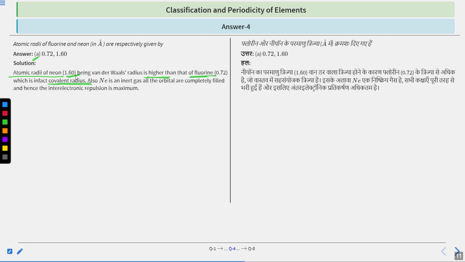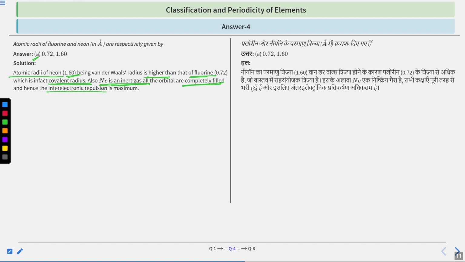So in neon we see the van der Waals forces, due to which we say van der Waals radius, and in fluorine the covalent radius is present. Neon is an inert gas. We all know that neon belongs to the inert gases. All the orbitals are completely filled, and hence the inter-electronic repulsion is maximum.